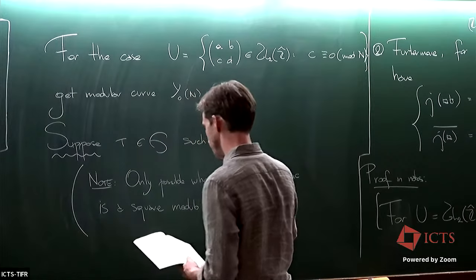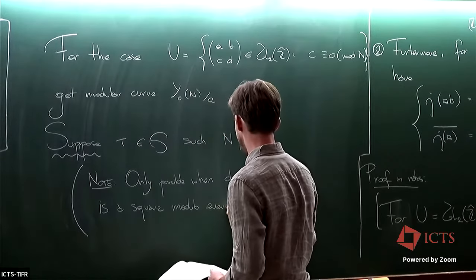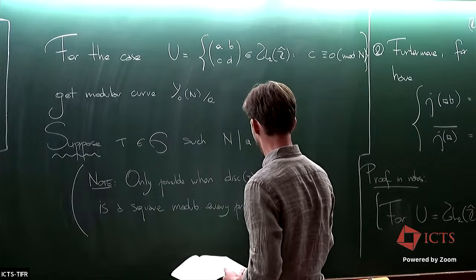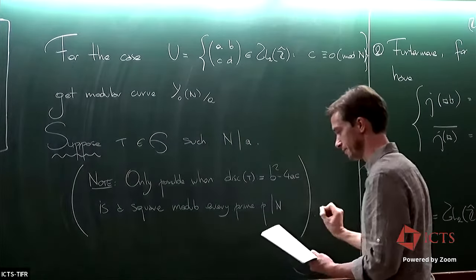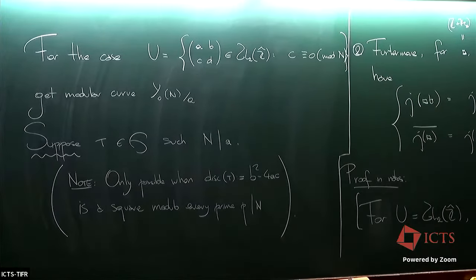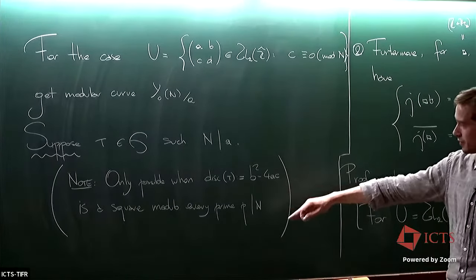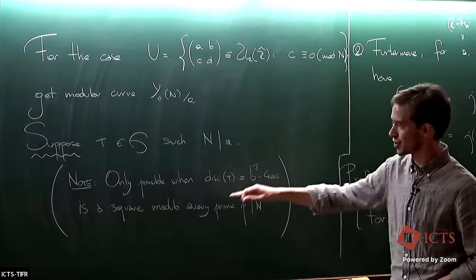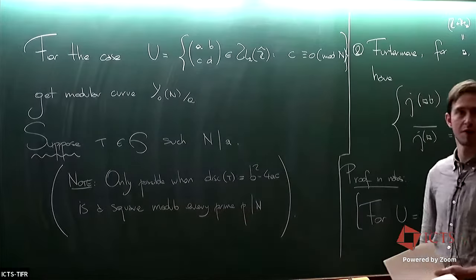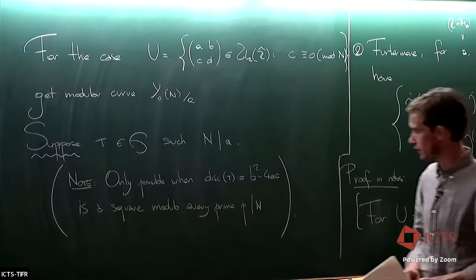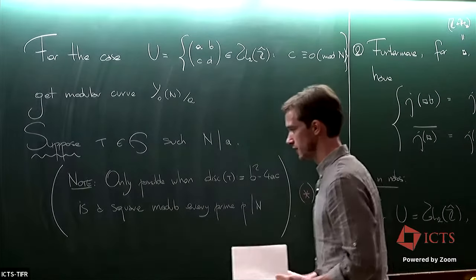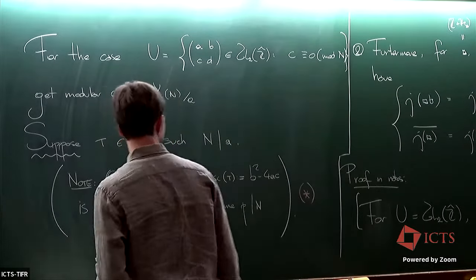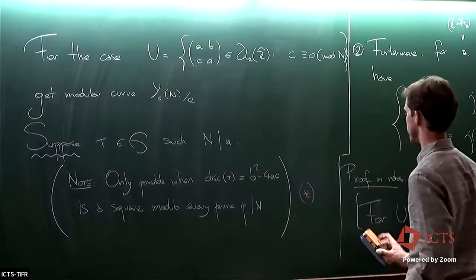So modulo every prime p that divides n. This condition here, that the discriminant of tau is such that it is a square modulo every prime p dividing n, we'll give a shorthand name to that. So this condition, red star, we'll call the Heegner hypothesis.